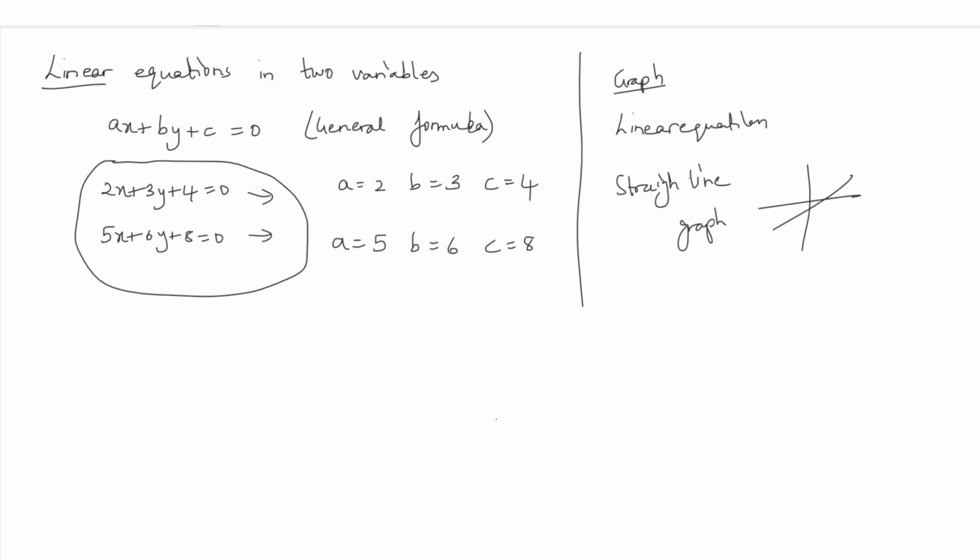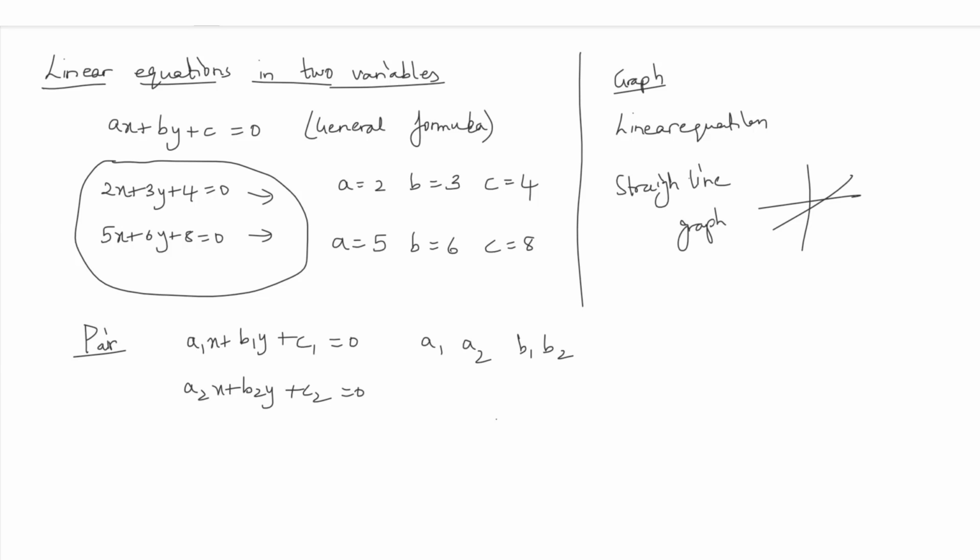But when you are talking about class 10, pairs of linear equations in two variables, what does pair suggest? That there are two equations. One equation will be a1x plus b1y plus c1 equated to 0, and the other a2x plus b2y plus c2 equated to 0. Now, the general formula is changed. Whereas a, b, c in a linear equation were the coefficients, here we have the coefficients as a1, a2, b1, b2, c1, c2. These are the coefficients. The two variables are x and y.